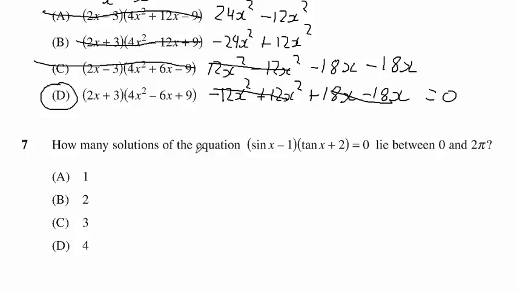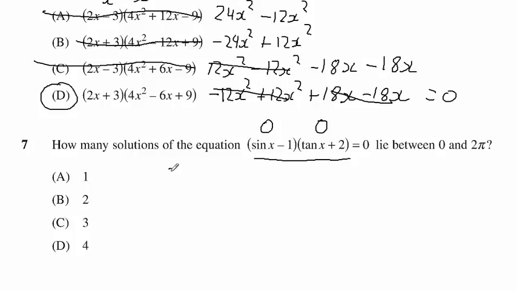It's asking how many solutions of the equation (sin x minus 1)(tan x plus 2) equals 0 lie between 0 and 2 pi. So we have to recognize that this equation equals 0 when this bracket equals 0 or this bracket equals 0, because 0 times anything equals 0. So when does this bracket equal 0?